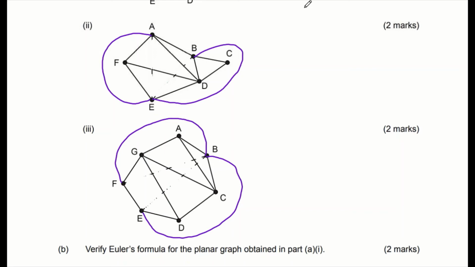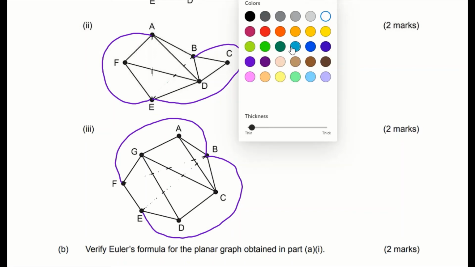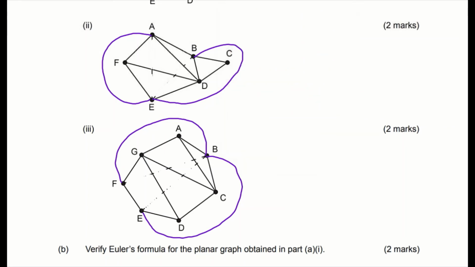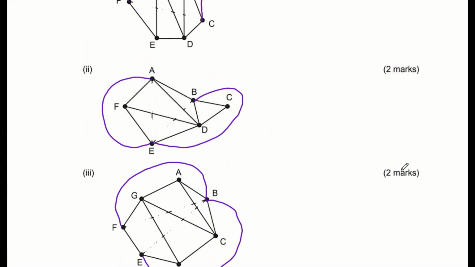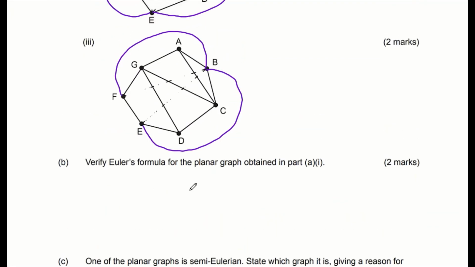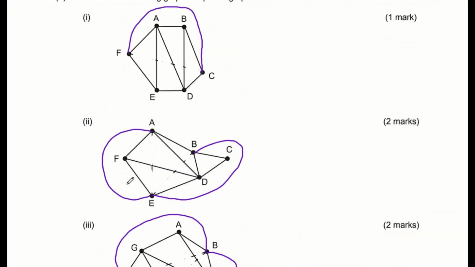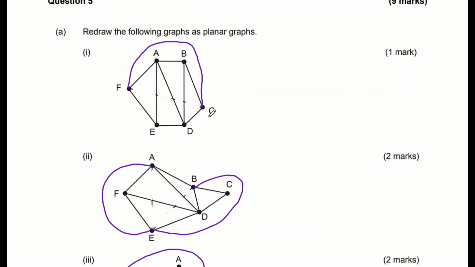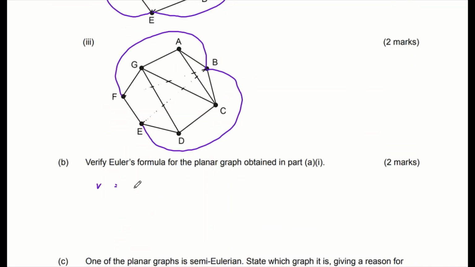Now let's look at part B. Verify Euler's formula by using the planar graph obtained in A1. In this case, we are going to use Euler's formula. Try to calculate and write down everything first. Let's start with V. The number of vertices that you have is A, B, C, D, E, F. So that is 6.